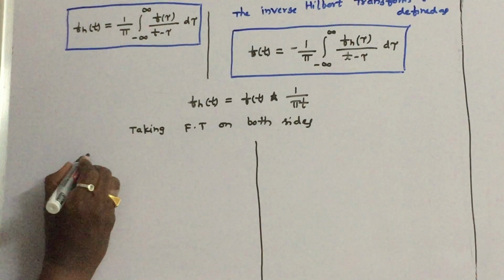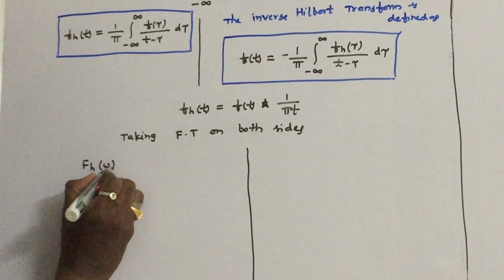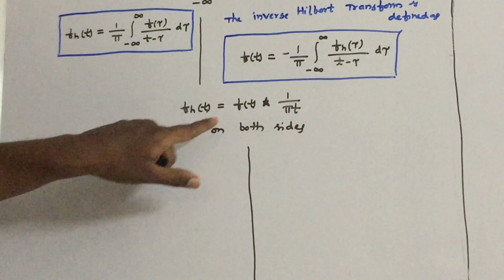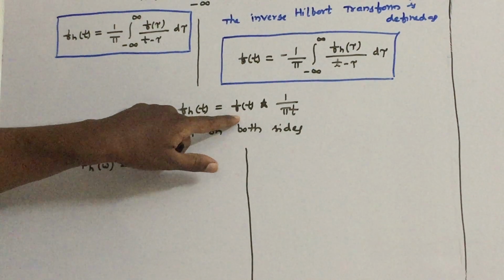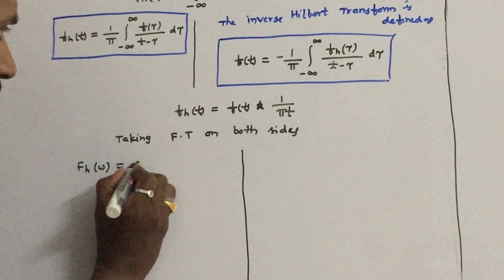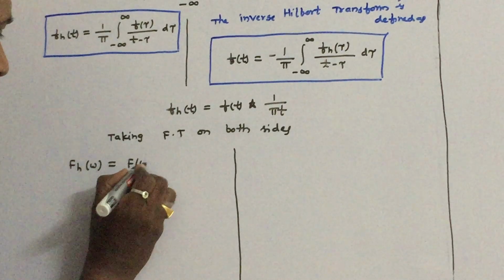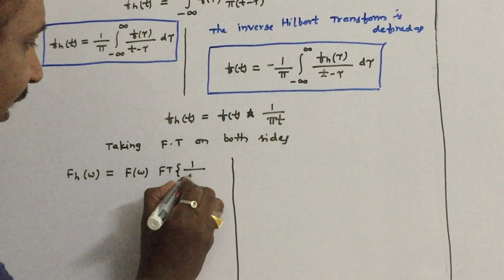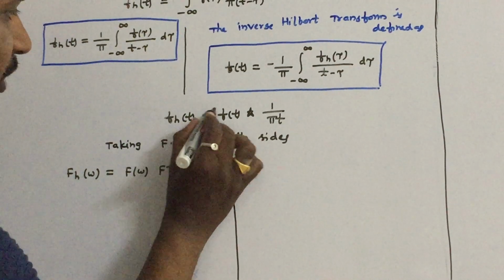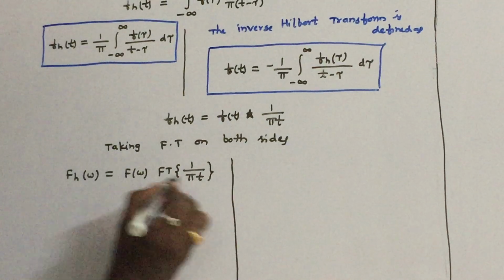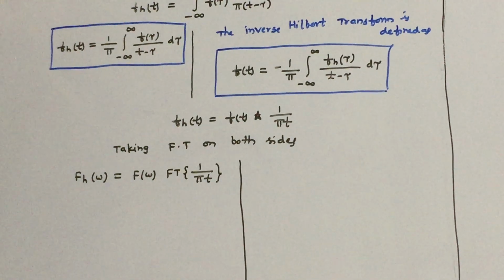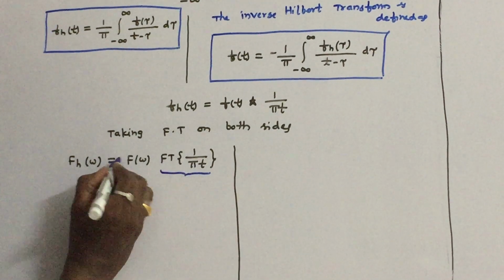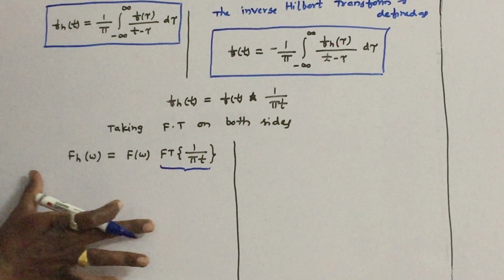So it is represented as f_h of omega. The left side, the Fourier transform of f_h of t, is f_h of omega. As you know, from the properties of the Fourier transform, convolution leads to multiplication. So therefore the Fourier transform of f of t is f of omega multiplied with the Fourier transform of 1 by pi t. Now let us find out what is the Fourier transform of 1 by pi t. Just substitute, so that is the equivalent formula in frequency domain.